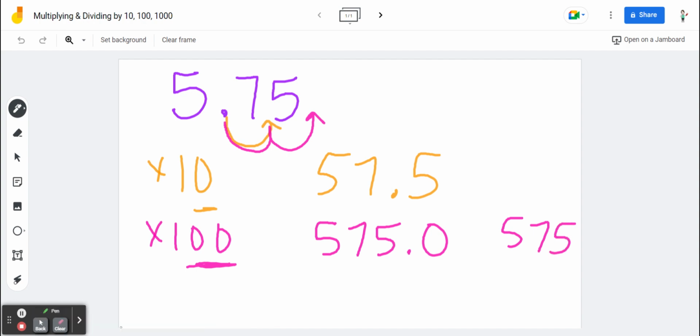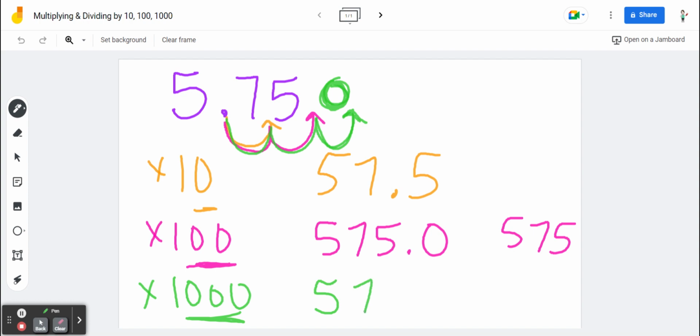So let's look over here at times 1,000. And yes, if you said I'm going to move the decimal 3 places, here we go. 1, 2, 3. So we'll pop in a 0 there because that's our placeholder, right? It's not adding any value. It's just holding the place so we get the right number, which is 5,750. Okay, or 5750. Sorry, that's kind of hard to see, but that's what we're working with here.